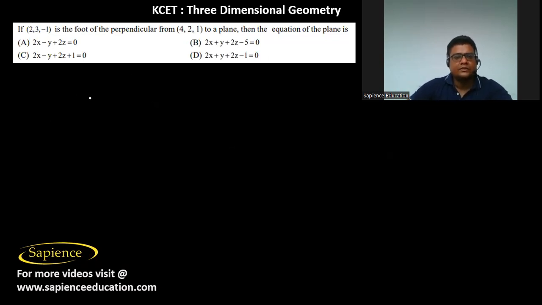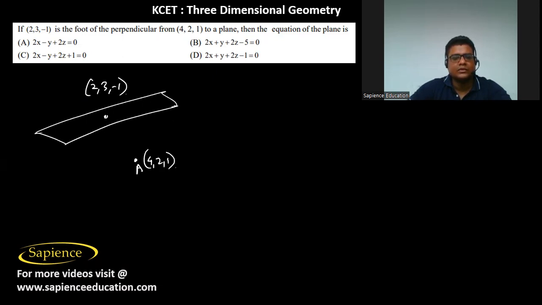Then here it is told that (2, 3, minus 1) is the foot of the perpendicular from the point A, which is (4, 2, 1). This is the foot of the perpendicular that is drawn from this point. Let's say that point be M. Then we have to find the equation of this plane.